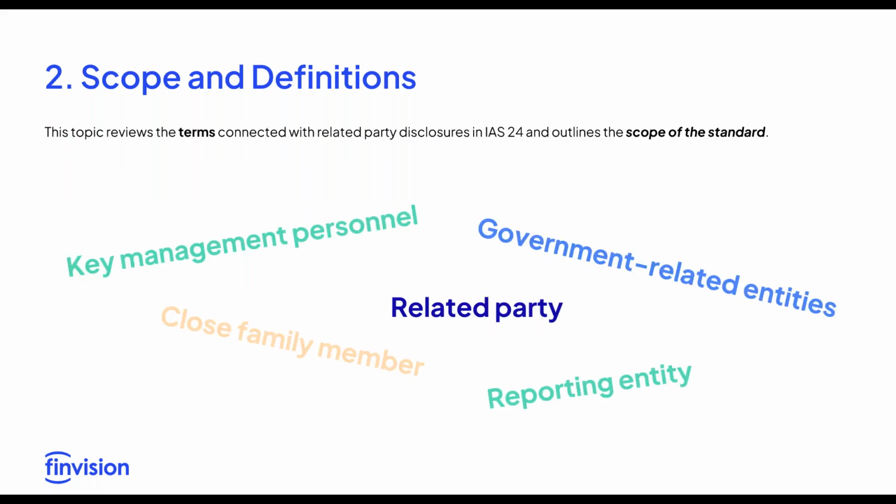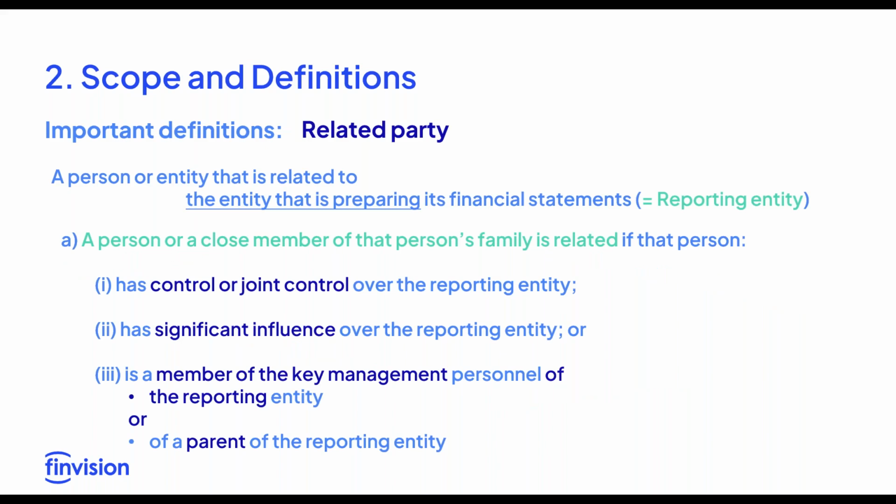Before we make it practical and go to some examples based on the family NV, it's important that we know some of the definitions, some of the terms that are used in the standard. These are terms like key management personnel, related party, government-related entities, close family members, and reporting entity. So first, we have a look at some of the definitions here. What is the reporting entity at first instance? Well, in fact, that is the entity that is preparing its financial statements. So the entity that it's all about.